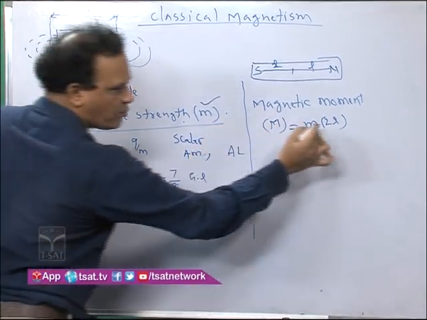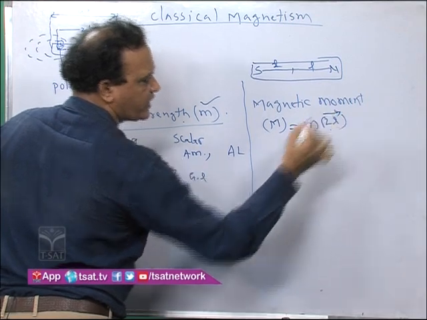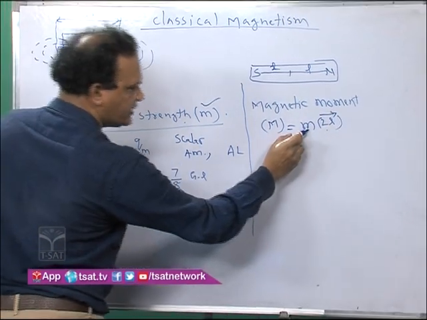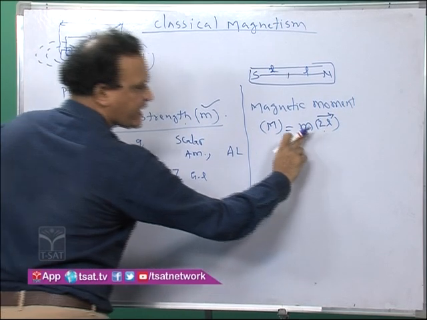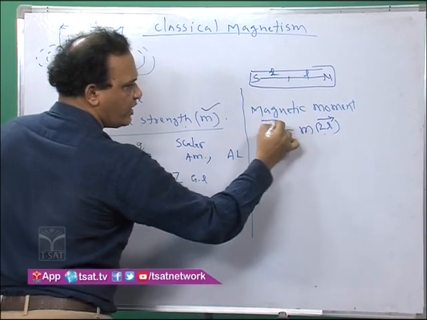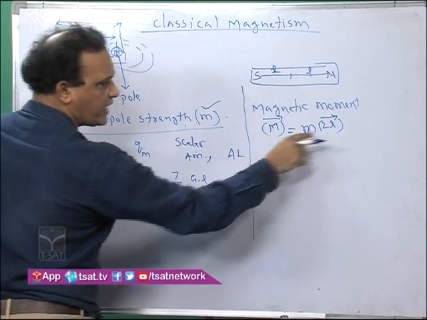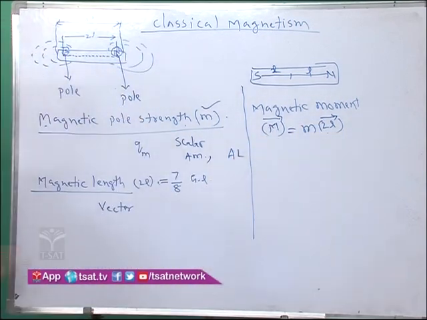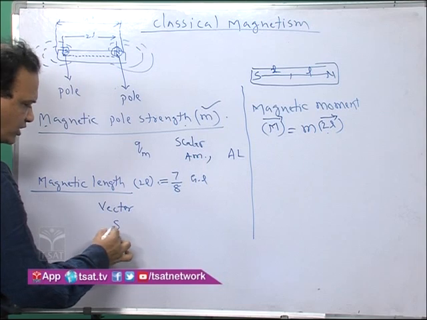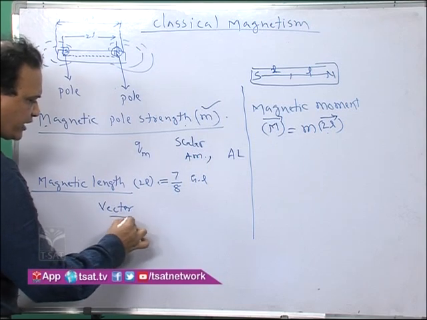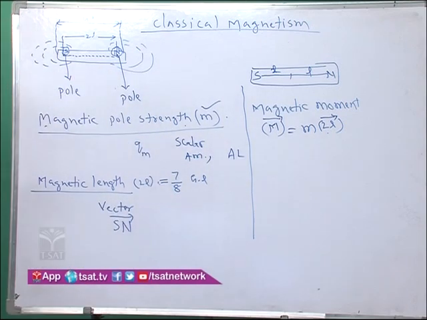Here the magnetic length is a vector. Pole strength is a scalar. A scalar multiplied by a vector gives a vector quantity. So magnetic moment is a vector in the direction of magnetic length. Magnetic length is always in the direction from the south pole of a bar magnet to the north pole of the bar magnet.